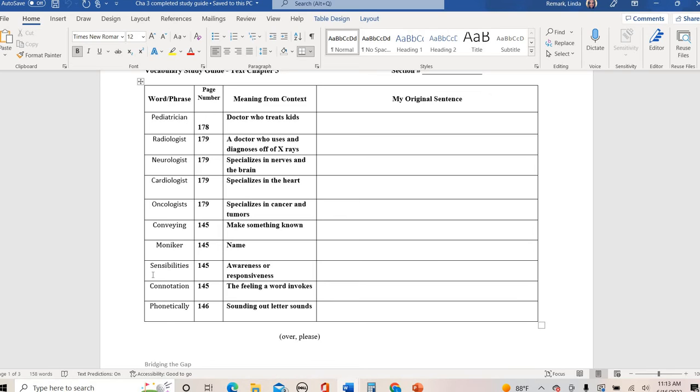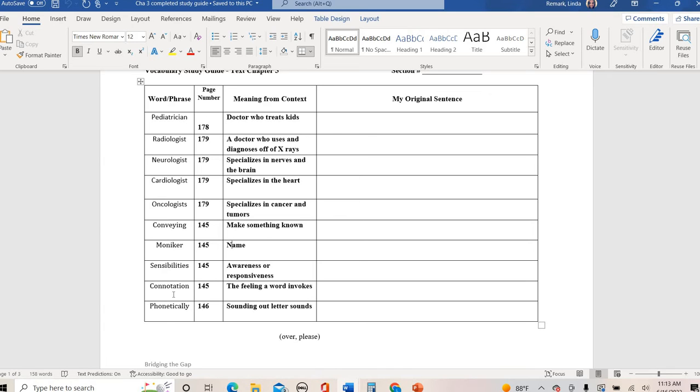Then you have the word sensibilities, is when you have an awareness of something. So if you have your sensibilities, you are responsive. You know what's going on. Sometimes you might hear people say they've lost all their sensibility, means they don't know what's happening. But sensibilities means your awareness or responsiveness.